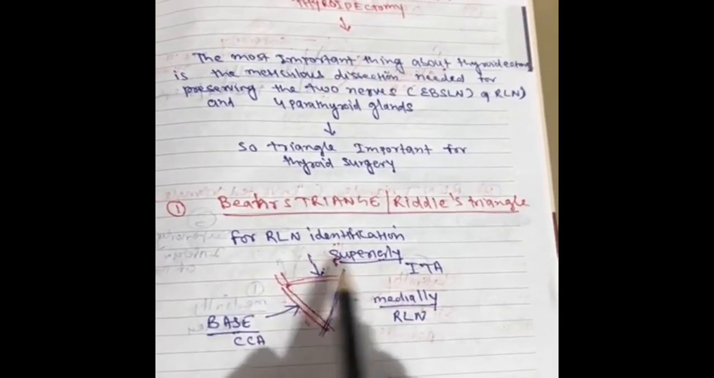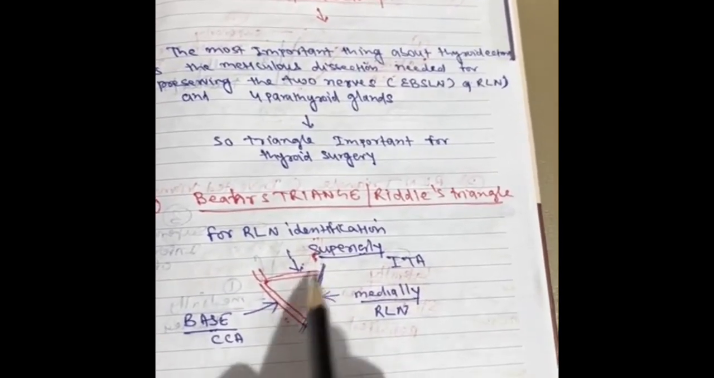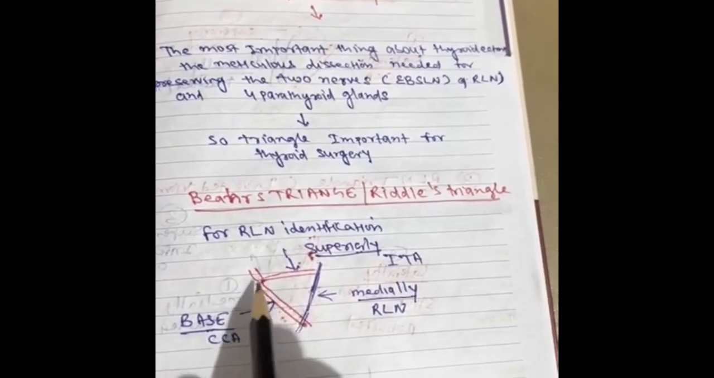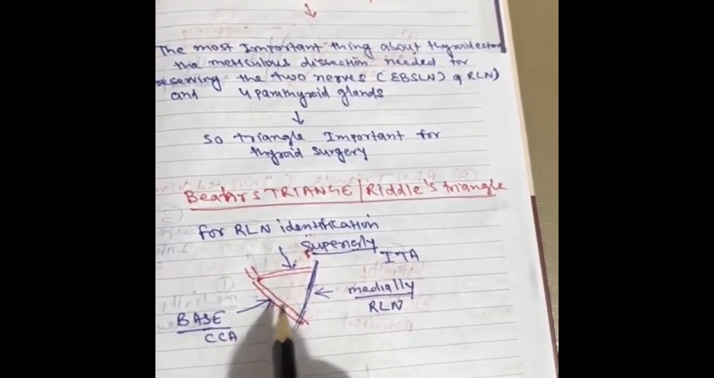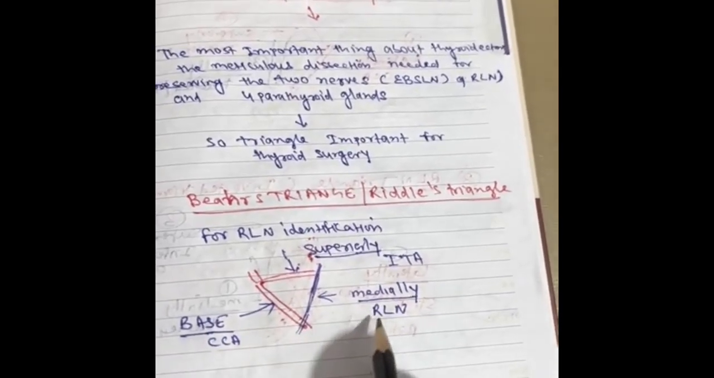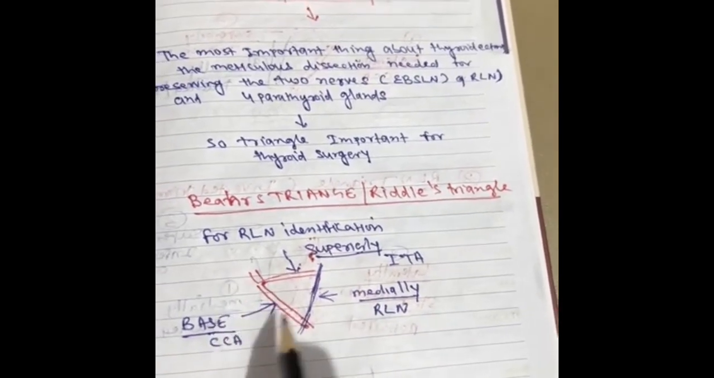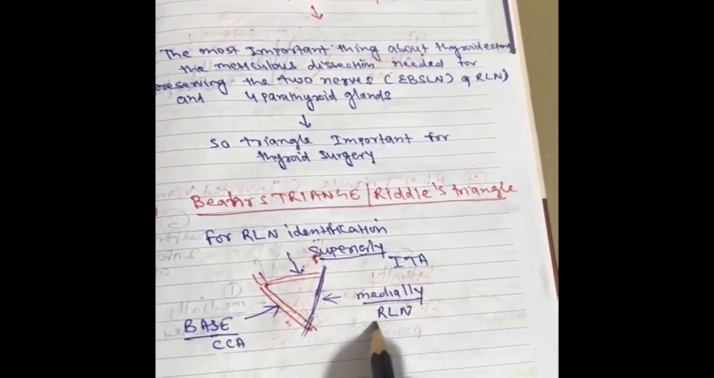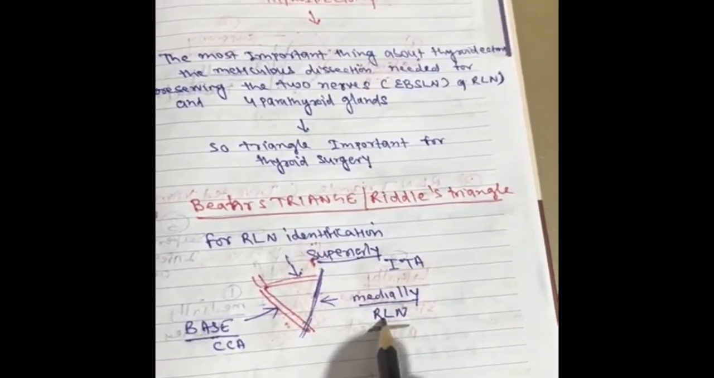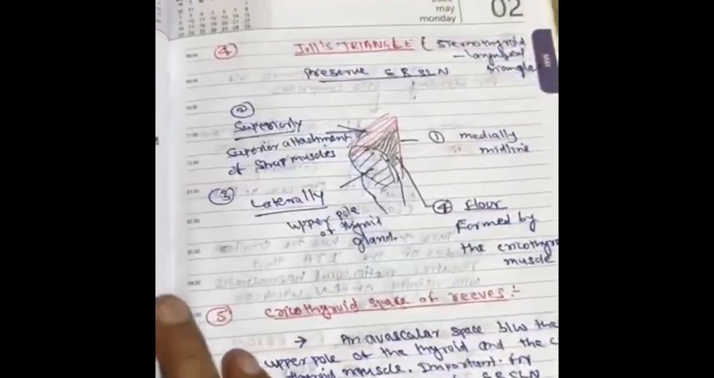In this triangle you can see, superiorly, the inferior thyroid artery coming, and laterally the base formed by the common carotid artery, and medially the recurrent laryngeal nerve. The disadvantage is that one of the boundaries is formed by the recurrent laryngeal nerve, which we have to identify. So this is a very difficult triangle to find.